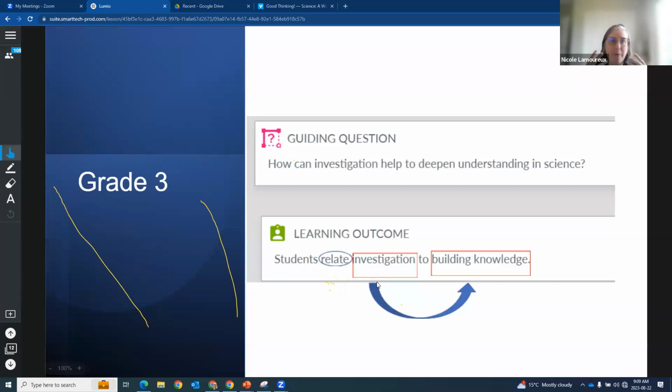If you think about when we talked way back about scientific literacy, investigations, or procedural knowledge, are how knowledge is built in science. That's what scientists use. They aren't given videos or things to read. Of course, we want to help our students, but we need to start thinking about getting our students to build knowledge through an investigation. So they relate that.